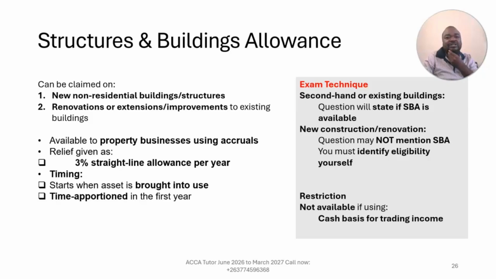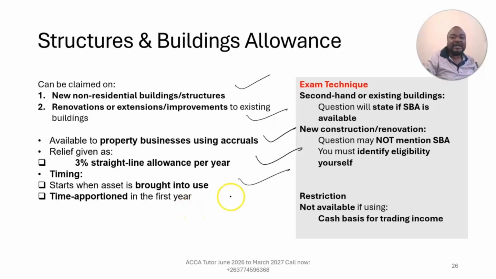The structures and buildings allowance. This can be claimed on new non-residential buildings or structures, renovations or extensions or improvements to existing buildings, available to property businesses using accruals. Relief is given as a 3% straight line allowance per year. It starts when the asset is brought into use. It is time apportioned in the first year.